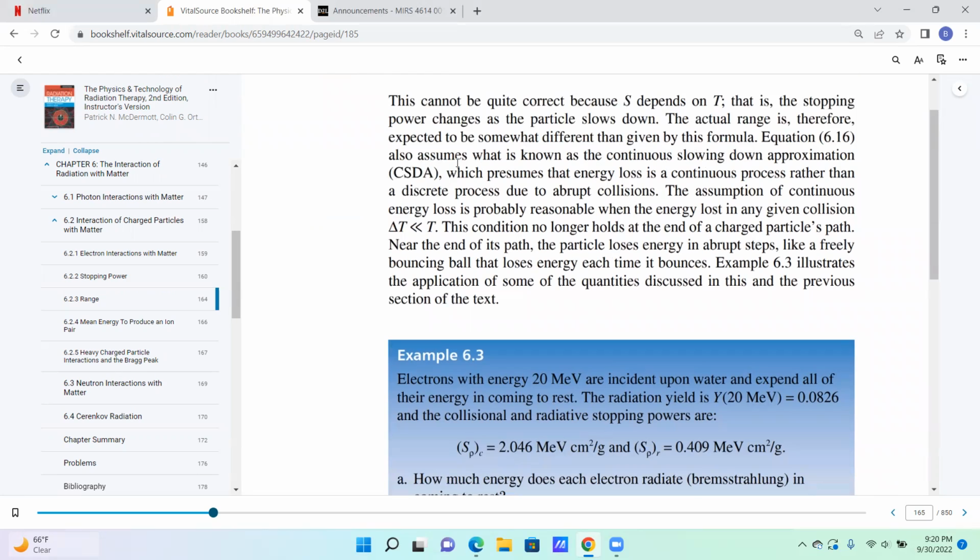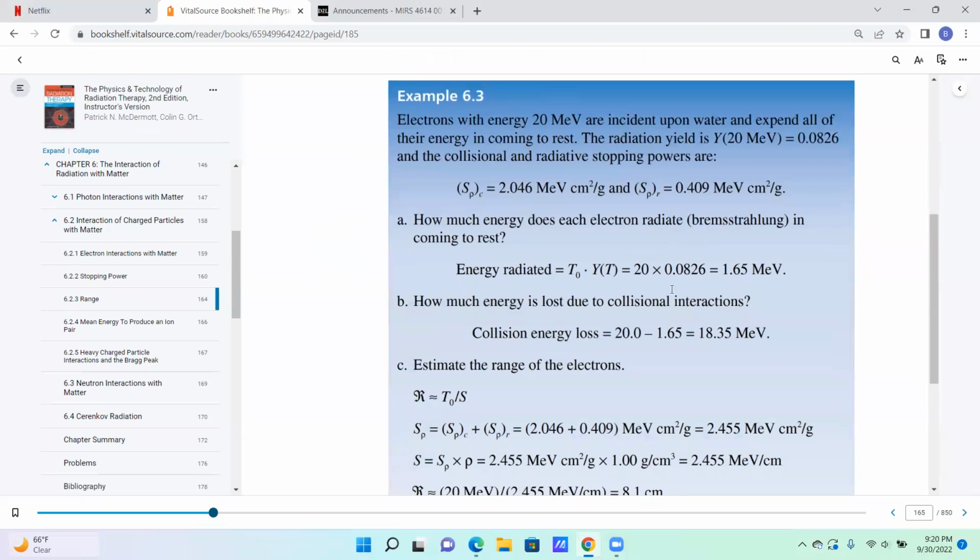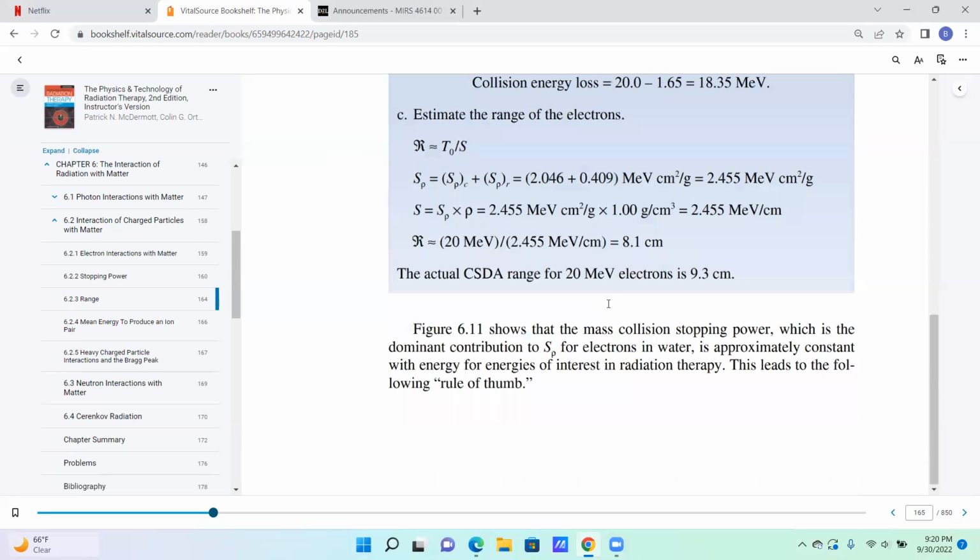Equation 6.16 also assumes what is known as the continuous slowing down approximation, which presumes that energy loss is a continuous process rather than a discrete one due to abrupt collisions. The assumption of continuous energy loss is probably reasonable when the energy lost in a given collision is much, much less than what you started out with. This condition no longer holds at the end of a charged particle's path. In other words, when you get towards the end, when you've lost a lot of the energy, then things start to change. And there are some problems here that you can work through.